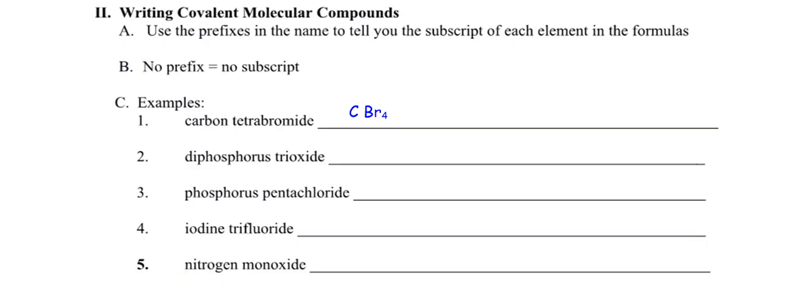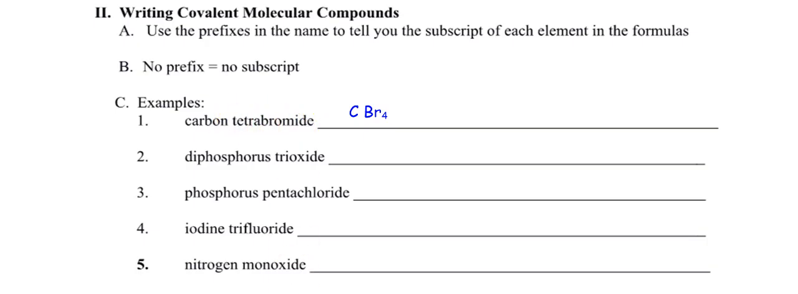Please make a note of this. There is no crisscrossing. As I have taught this for many, many years, the students that are not paying attention will write C4Br1 because they kind of crisscross the prefixes. Don't do that. You write down what you see. So I don't see any prefix with carbon, so I have 1 carbon. I see a prefix with bromine, I have 4 bromines, okay? So these go together if they're written together.